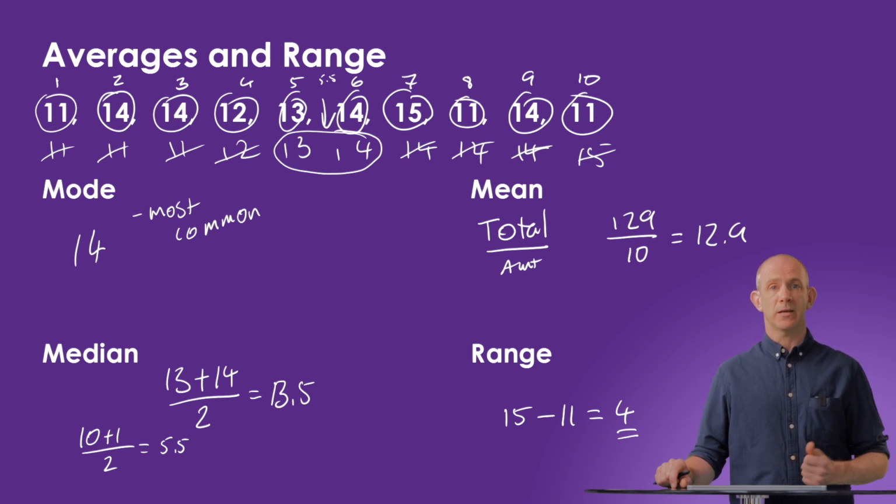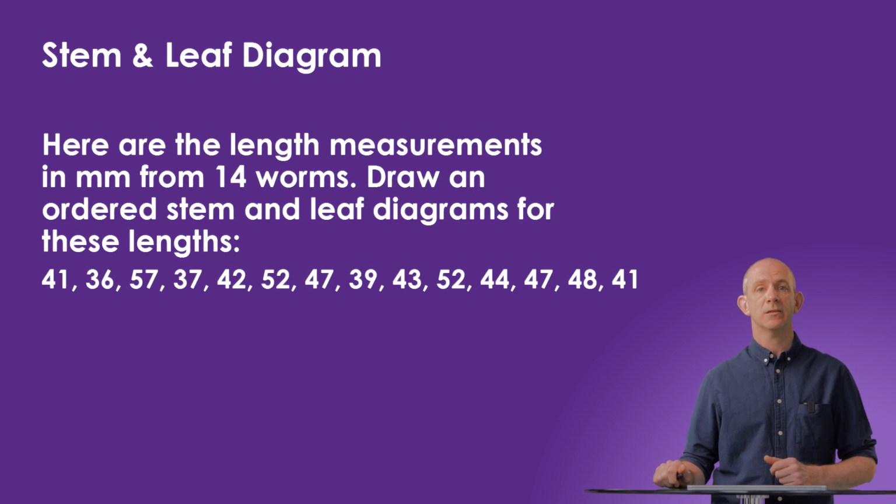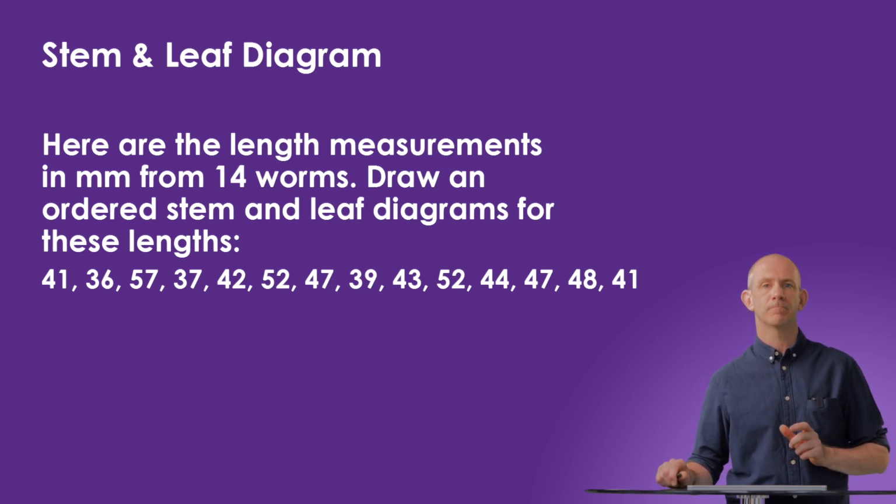Another method of displaying data would be an ordered stem and leaf diagram. Let's have a look and see how they're constructed. For this data set, we're given the length measurements in millimetres for 14 worms, and we're asked to draw an ordered stem and leaf diagram for these lengths.